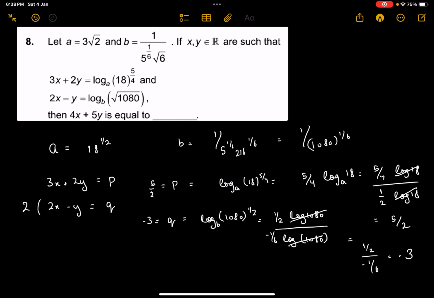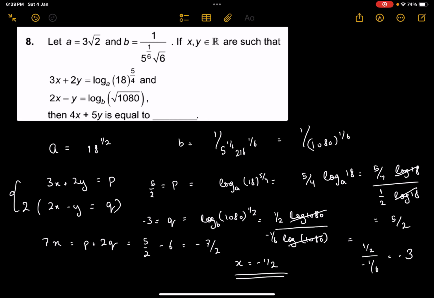Multiplying this equation by 2 and adding these two, we get 3x plus 2y plus 4x minus 2y. So minus 2y plus 2y gets cancelled. We are left with 7x is equals to p plus 2q, which is 5 by 2 plus 2q is minus 6, which is minus 7 by 2, giving us x is minus half.